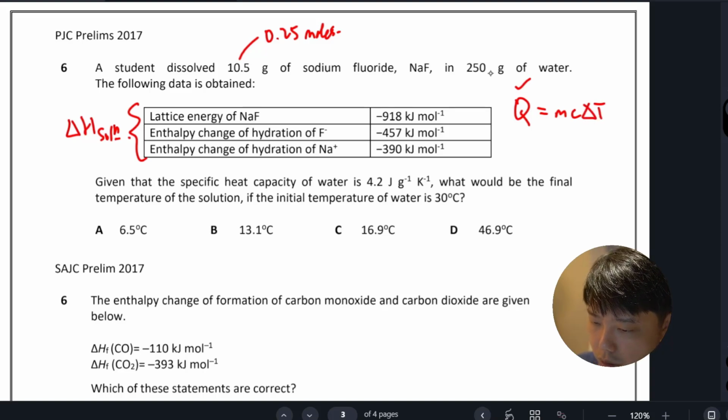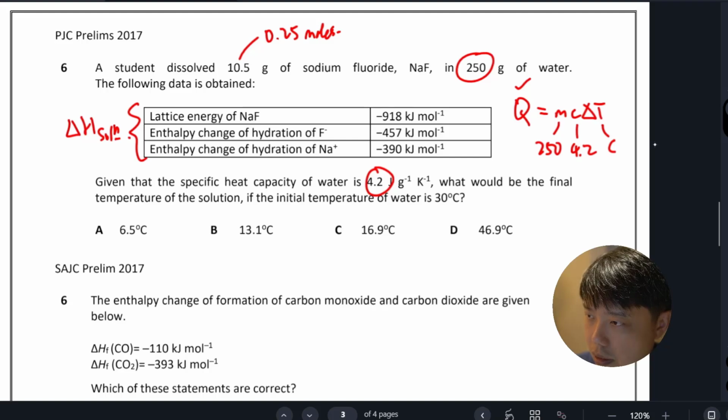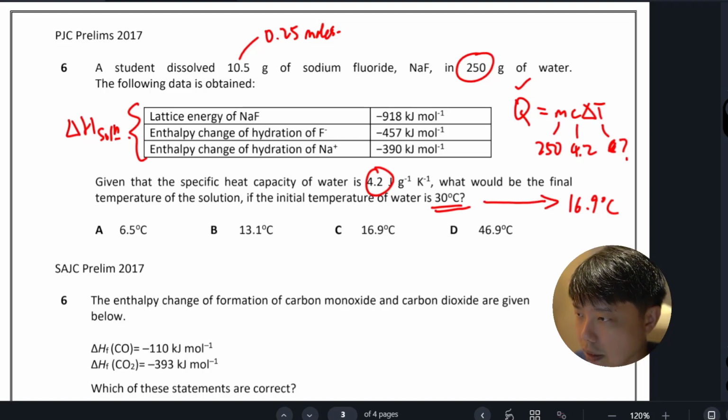Okay, mass of water is 250. T is given as 4.2. Delta T is the one that we don't know. So we have all the rest, we can find the change in temperature, which if you calculate it, will be 16.9 degrees Celsius. Since your process is endothermic, the temperature should drop. Okay, from 30 to 16.9, it dropped 13.1 degrees. So our answer here is D.